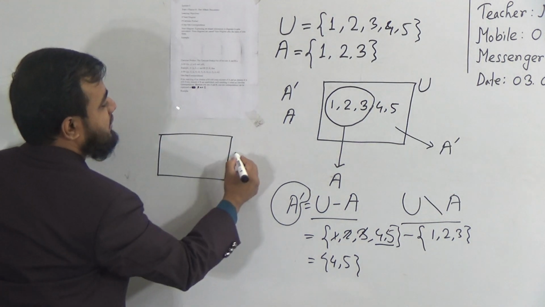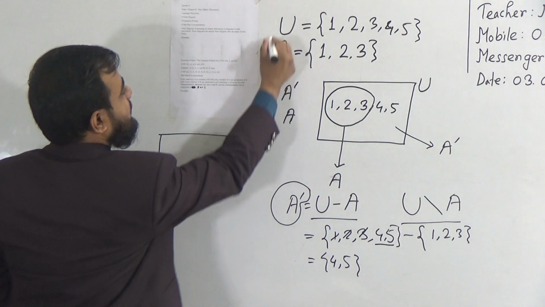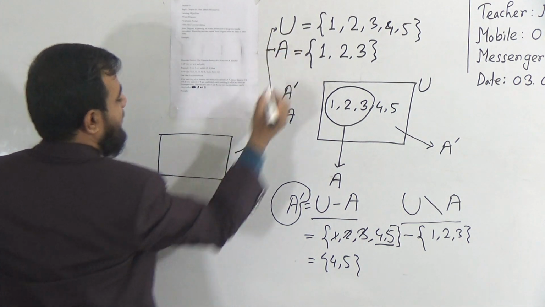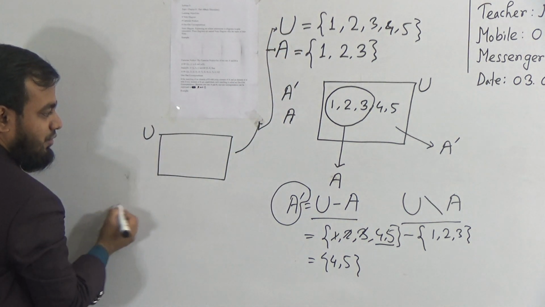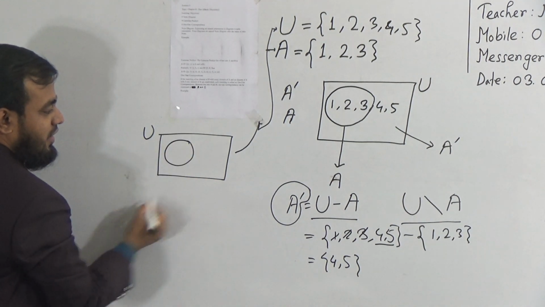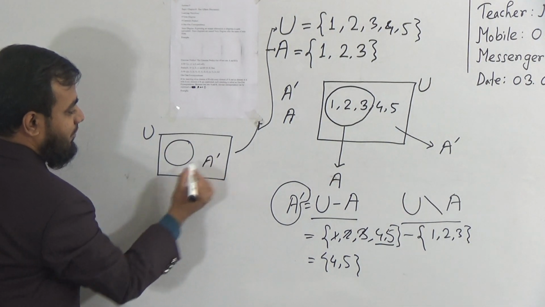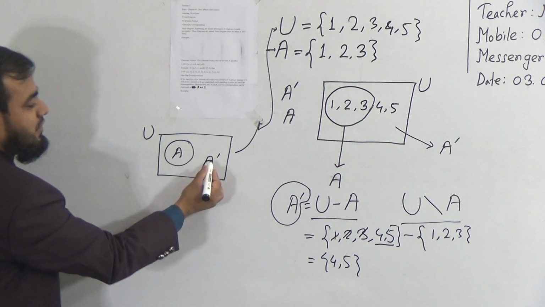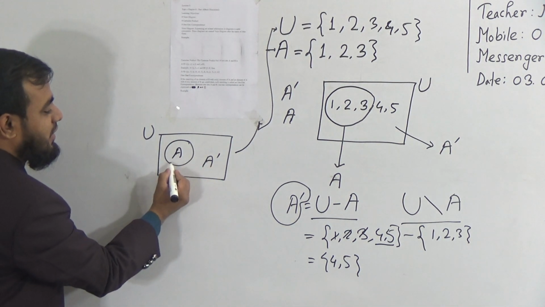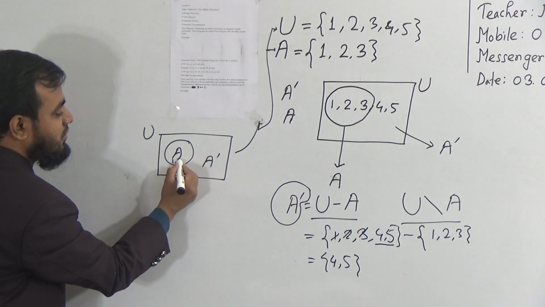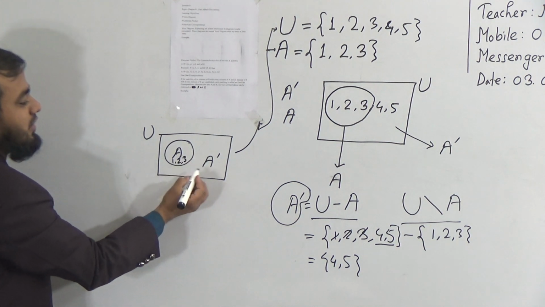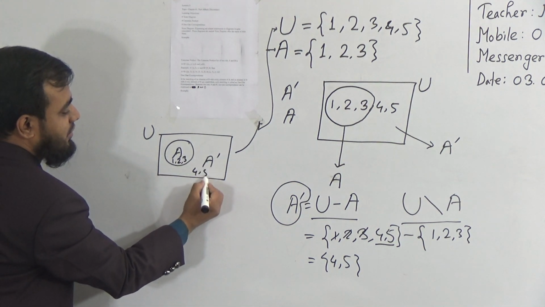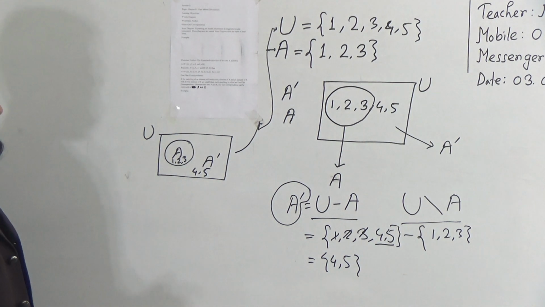For the two sets U and A, this is the set U. This is the set A and this is called A prime. In the set A, the elements are 1, 2 and 3, and A prime has the elements 4 and 5. I think you have understood this.